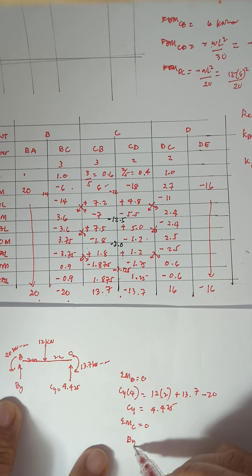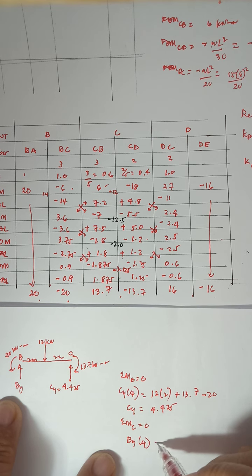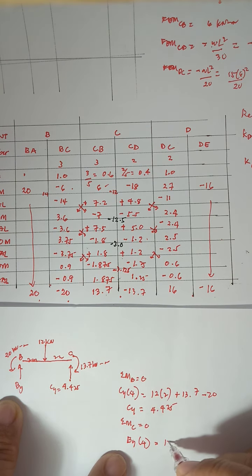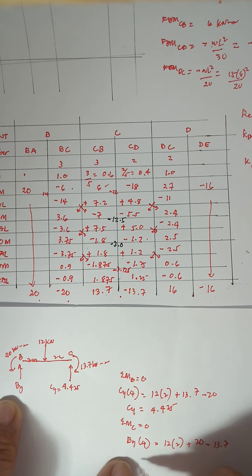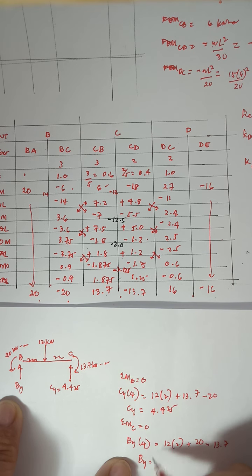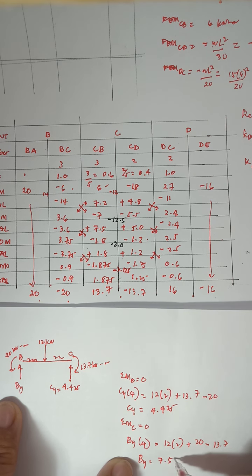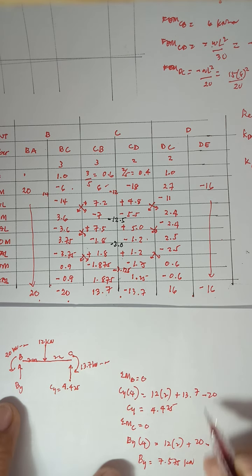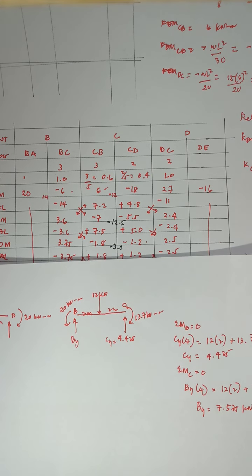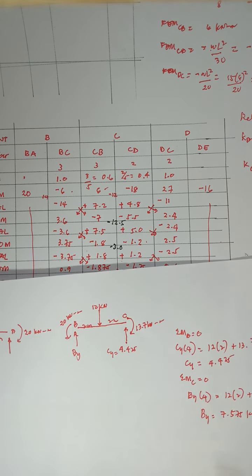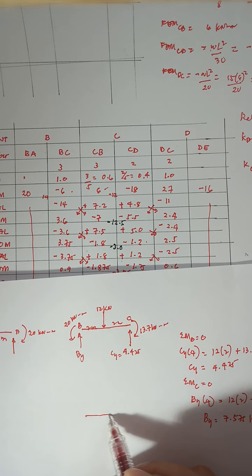Okay, you do the same by summing up moment at C equal to 0 to solve for BY. You have BY times 4 is equal to 12 times 2 plus 20 minus 13.7. And solving for BY, that is equal to 7.575 kilonewtons.